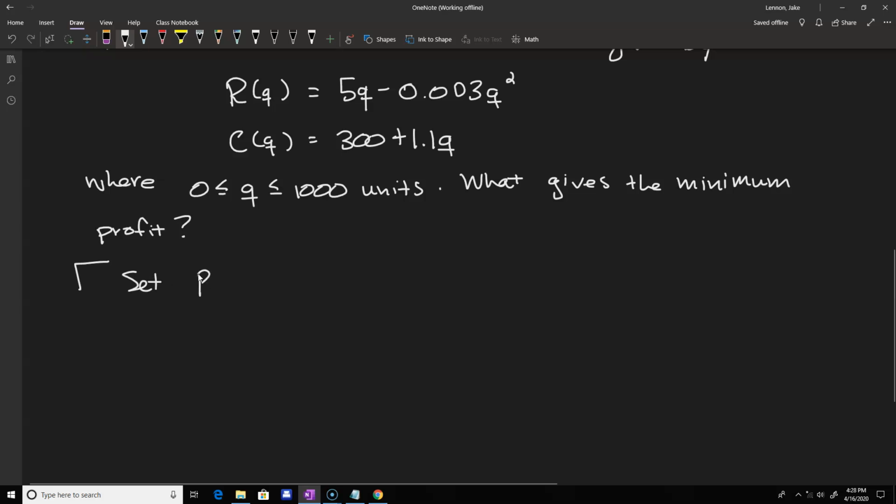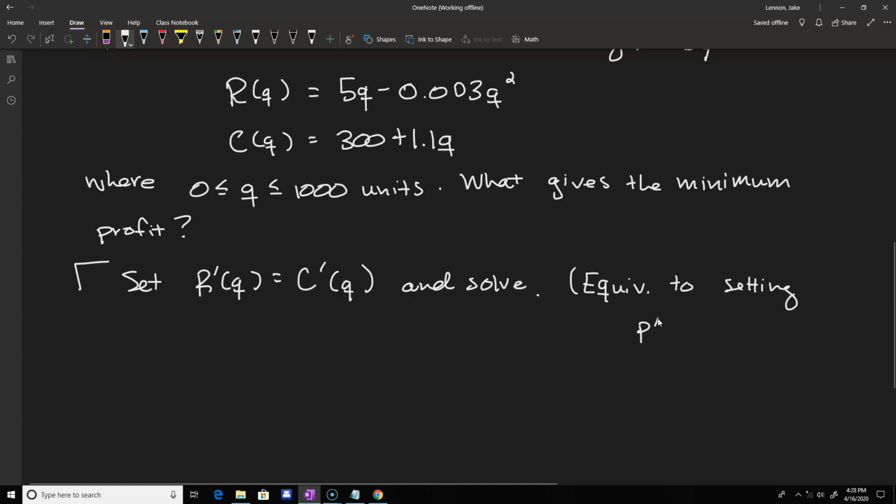Set R prime of Q equal to C prime of Q, and solve. This is equivalent to setting P prime of Q equal to 0. But a lot of times the problem is written in such a way where revenue and cost are given, so sometimes it's a little bit simpler to just set R prime of Q equal to C prime of Q.